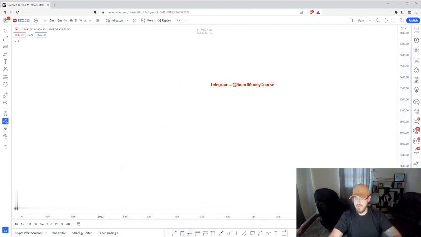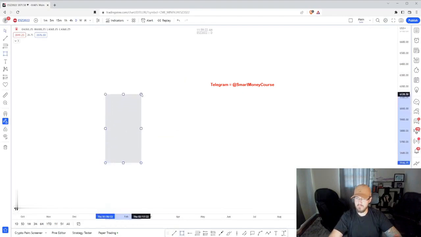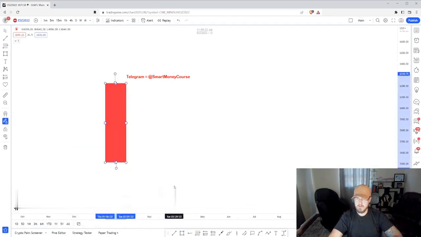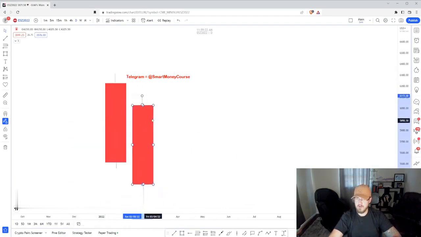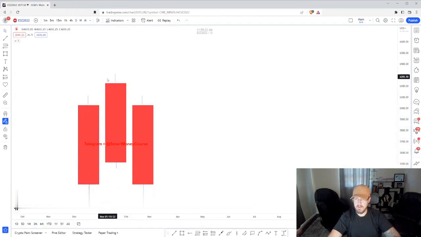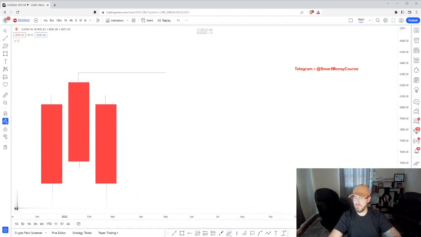So if we have a candle that is, take me a second to draw these. So if we have a candle that is this specific formation, where we have one candle in the middle with a high that is higher than the candle on each side of it, that can be considered a high.